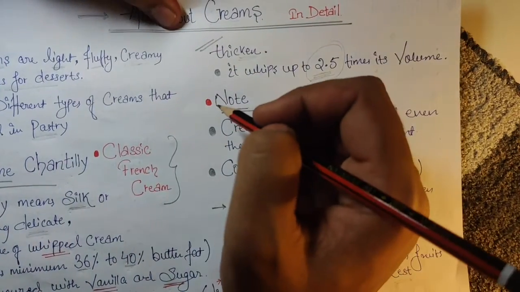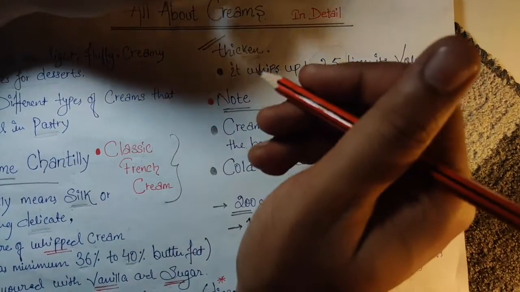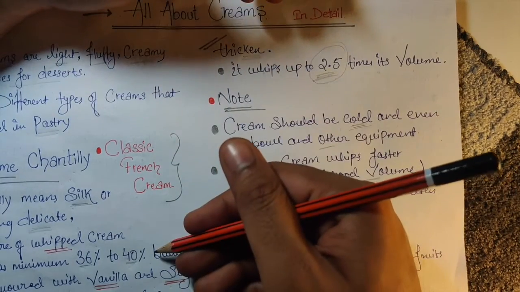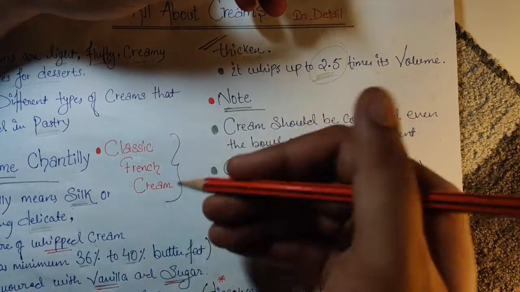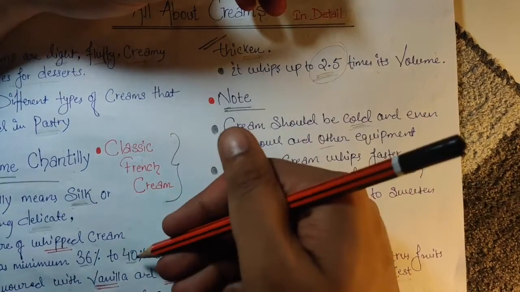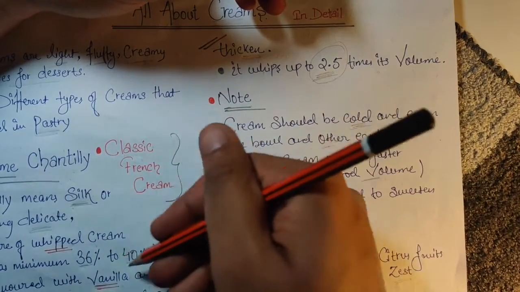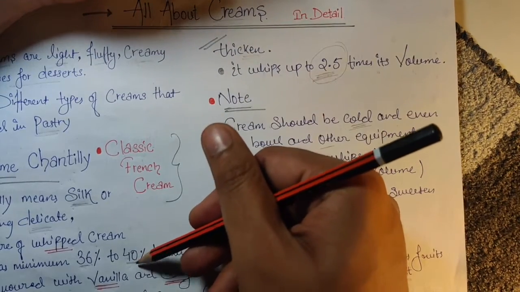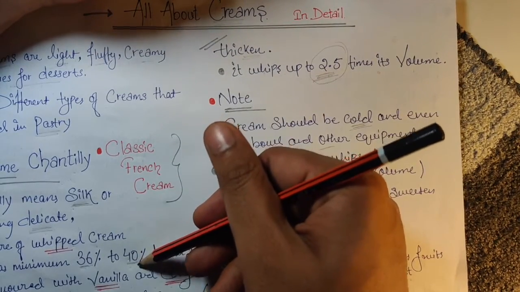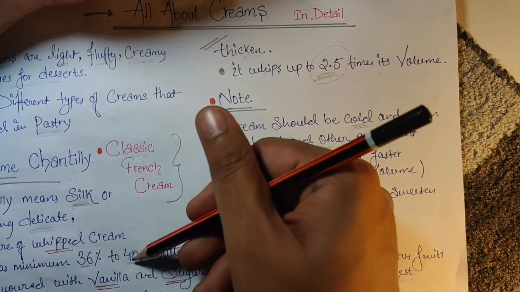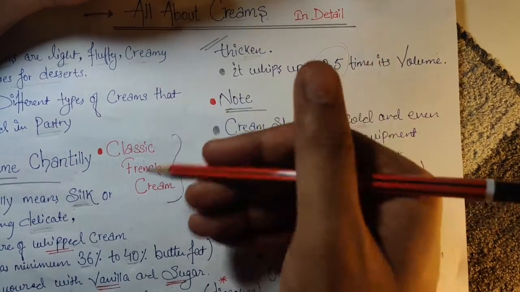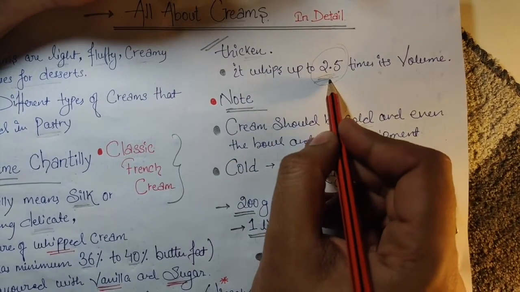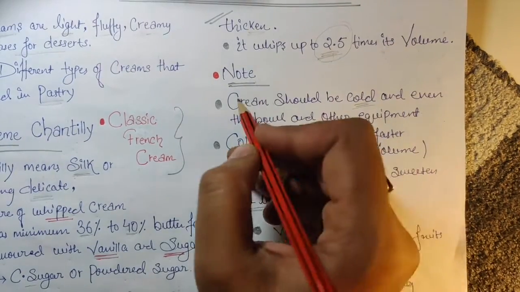Here are some notes I want to share with you. Creme chantilly has this much butterfat, so definitely we can whip it. The thickening is because of the percentage of fat present in this cream, which actually gives body to it. And then we have the sugar also. So 2.5 times volume. Let's figure out the note.